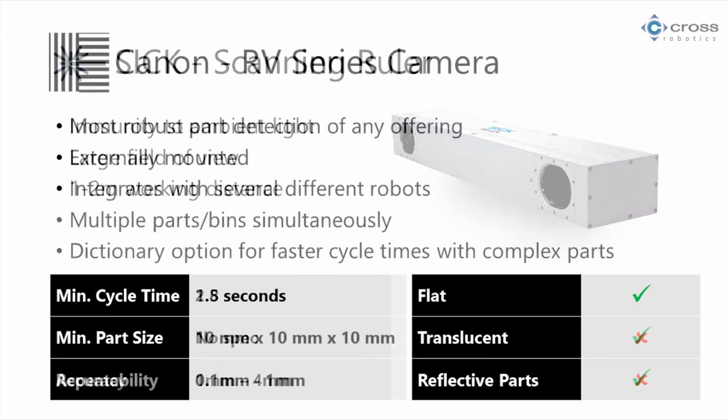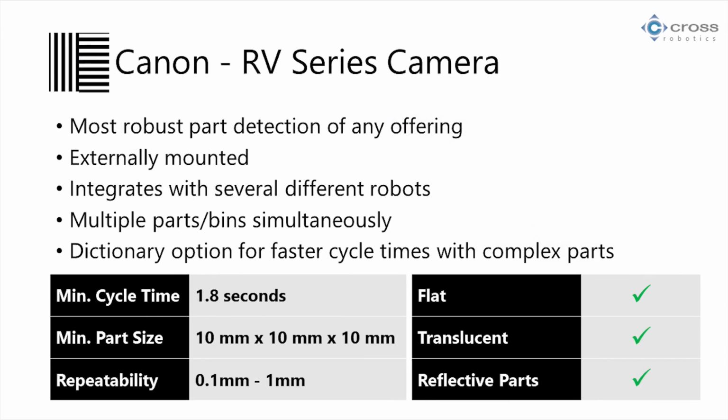And what we found to be kind of the Ferrari or the Cadillac, if that's your type of car, of the machine vision offerings is the RV series from Canon. This has the most robust part detection of anything. So it can handle flat, translucent, and reflective parts. It's been able to handle whatever we've thrown at it so far. This is externally mounted. If you look back there, that camera unit's kind of hard to put on a robot. However, there are slides if you need to move the camera around.